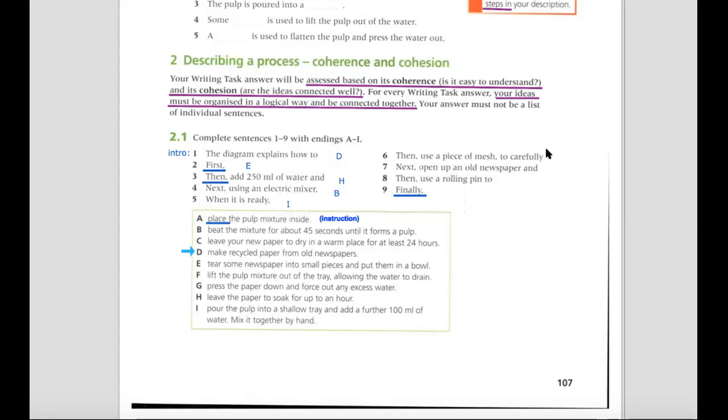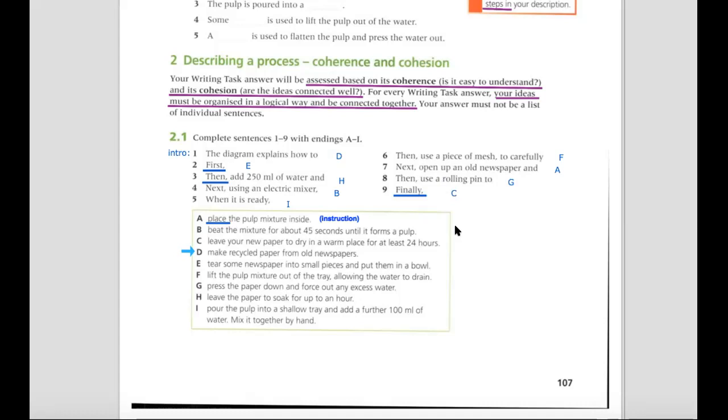Number 6 matches with F. Okay, so we lift the pulp out, drain it. Number 7 matches with A. Place the mixture inside the newspaper. Number 8 matches with G. Press it down. And then number 9 finally matches with C. Okay, leave it to dry for at least 24 hours. So if you got any of those wrong, please just write the correct answers down, read it again so that you understand which order it happens in.